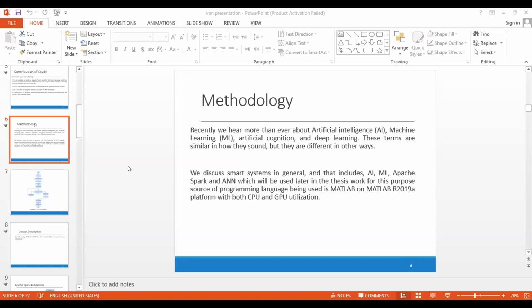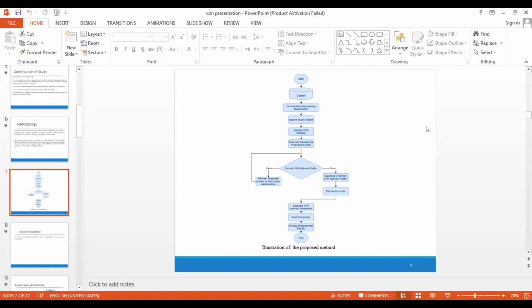In general, ANN is a machine that is used to model the way the brain performs. Neural networks are the artificial imitation of the human nervous system. This chart explains my methodology.